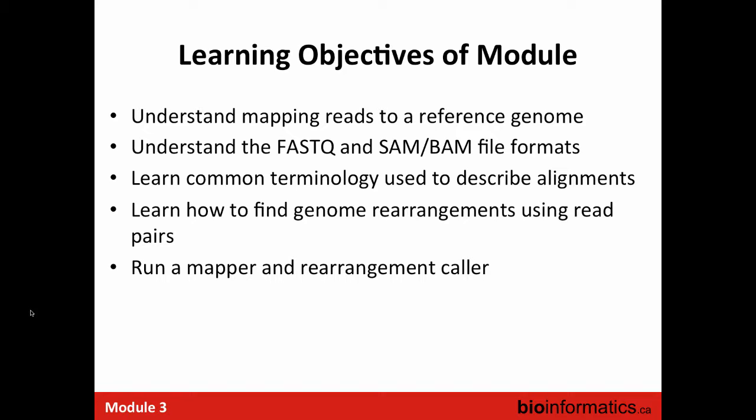Also, I want you to understand the common terminology we use when we talk about mapping reads, like mapping qualities, mismapped reads, and so on, so that when you're getting help from someone or when you're trying to talk to people about some aligned data, you know what people are talking about, these various terms. And in the second half of the lab, we'll talk about how we find genome rearrangements using read pairs. And read pairs is one of these terms I'll explain later. And then finally, in the tutorial, you'll have a chance to actually run a mapper on your own and a rearrangement caller as well on real data.